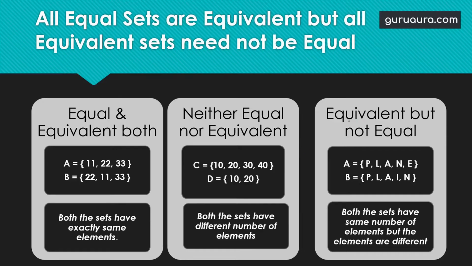Let's see the third case. Equivalent but not equal. Here, again let's consider two sets. A constitutes the elements P, L, A, N and E. B with the elements P, L, A, I, N. Both the sets have the same number of elements, that is 5. But the elements are different. Hence, the two sets A and B are equivalent but not equal. So, all equal sets are equivalent, but all equivalent sets may not be equal.